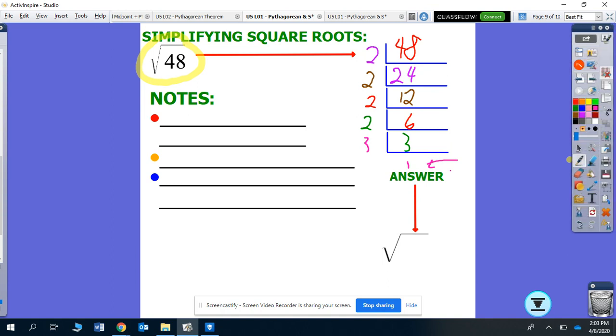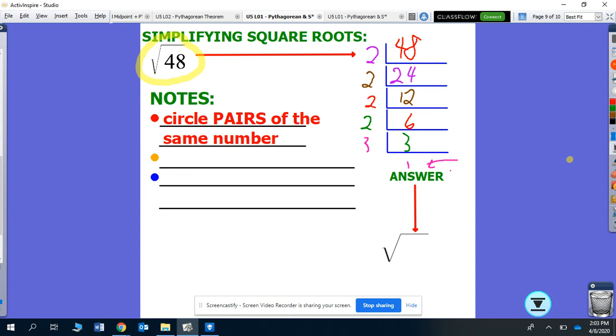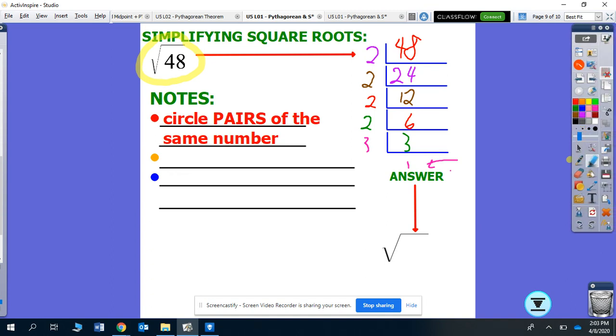So now that we've done this, what's the point? Well, let's come over here to the notes section and start filling this out. The first thing that we're going to do is circle any pairs of the same number. We're going to circle any pairs of the same number.